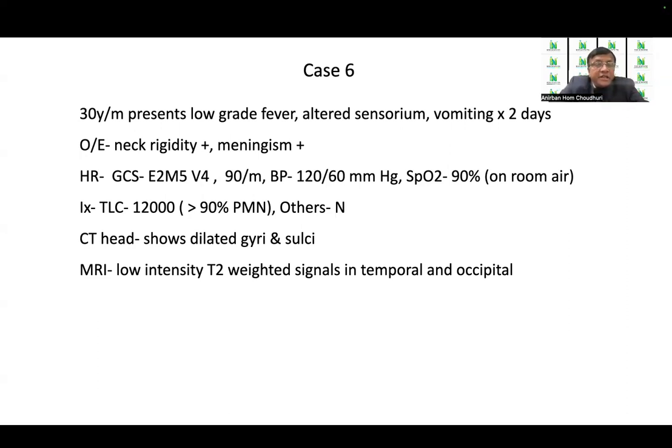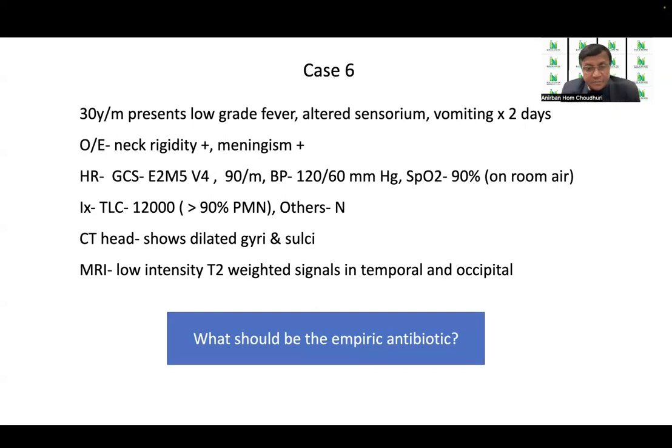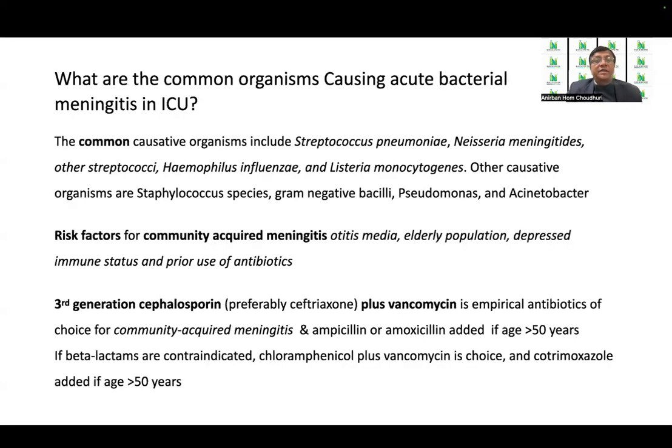On investigations, the TLC is mildly raised. The CT head shows dilated gyri and sulci. MRI shows low intensity T2 weighted signals in temporal and the occipital lobes. So most probably here we are dealing with a case of meningitis or a meningoencephalitis. Whatever it is, it will be clear in the MRI subsequently. So what should be the empiric antibiotic of choice?